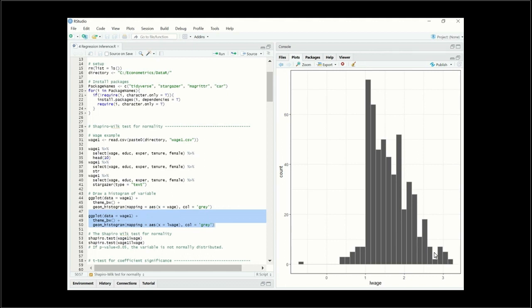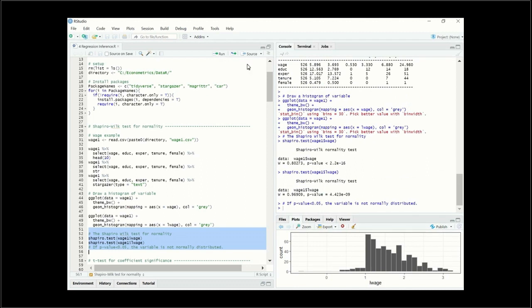In order to do a formal test for normality, we can actually use the Shapiro-Wilk test for normality, and we would be calling it by using shapiro.test, and then here we are calling the wage1 data set and dollar sign. Here we have the wage variable, and here we have the log wage variable. So if we execute and run this code, this is the Shapiro-Wilk test.